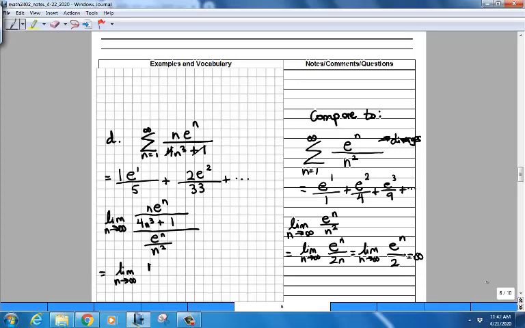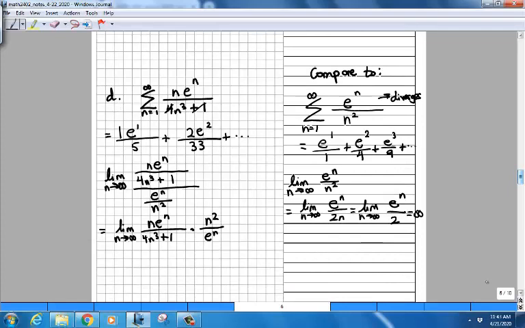So that's going to be n e to the n over 4n cubed plus 1 times, take the reciprocal of the denominator and multiply. Oh, how nice. So what happens here? The e to the n's divide out. Just what I wanted. And so I have the limit as n goes to infinity of n times n squared, which is n cubed, over 4n cubed plus 1.